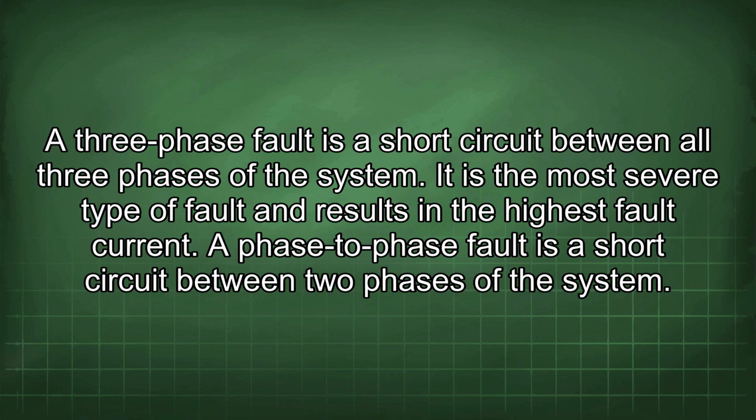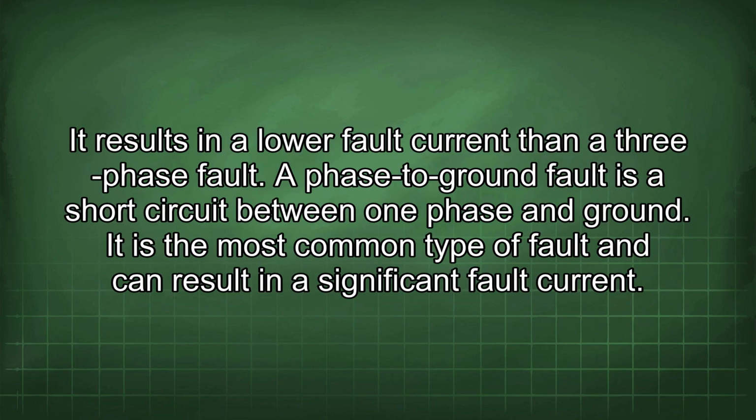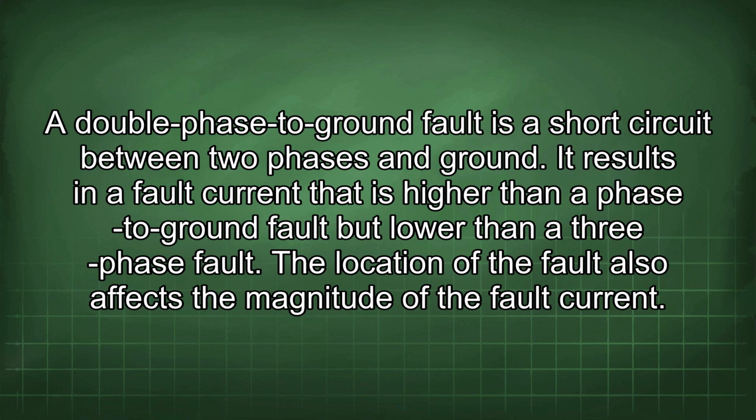A phase-to-phase fault is a short circuit between two phases of the system. It results in a lower fault current than a three-phase fault. A phase-to-ground fault is a short circuit between one phase and ground. It is the most common type of fault and can result in a significant fault current. A double phase-to-ground fault is a short circuit between two phases and ground. It results in a fault current that is higher than a phase-to-ground fault but lower than a three-phase fault.